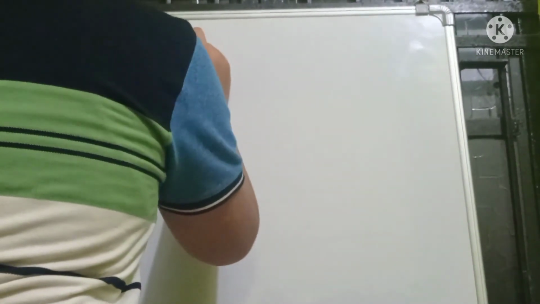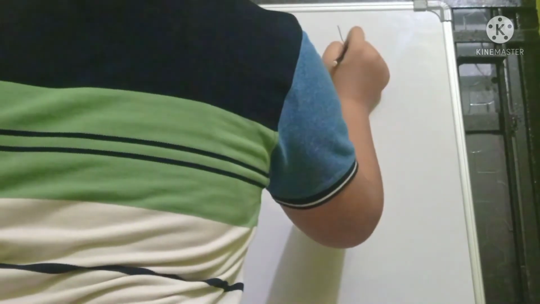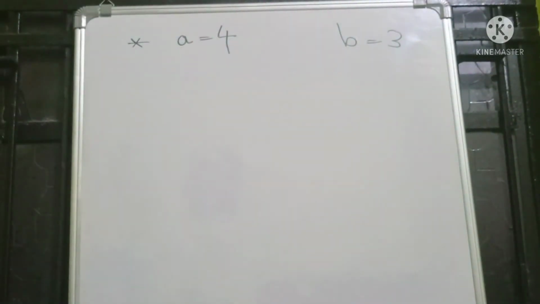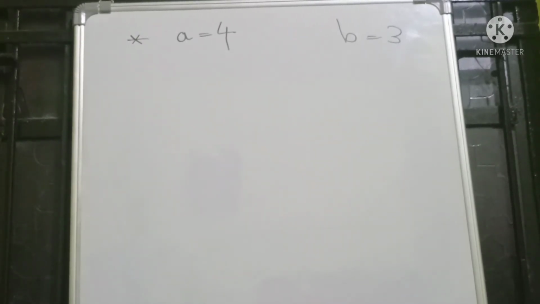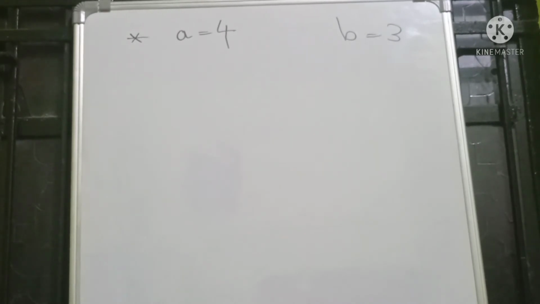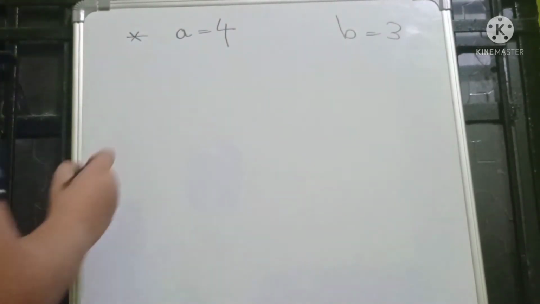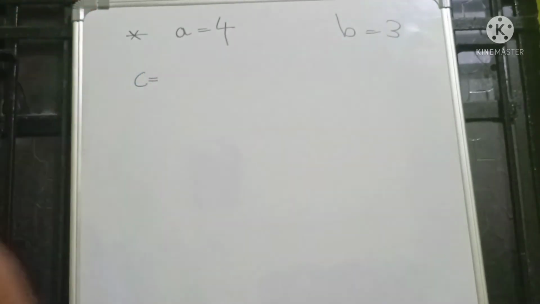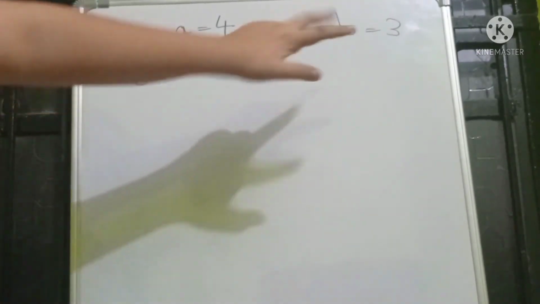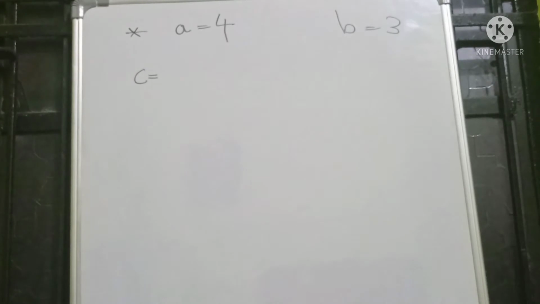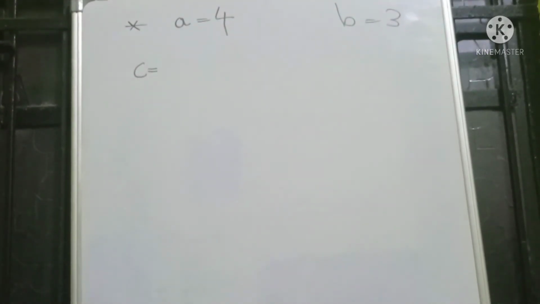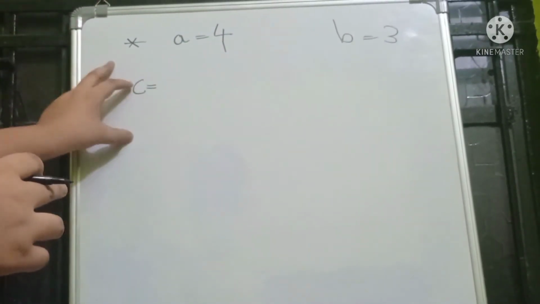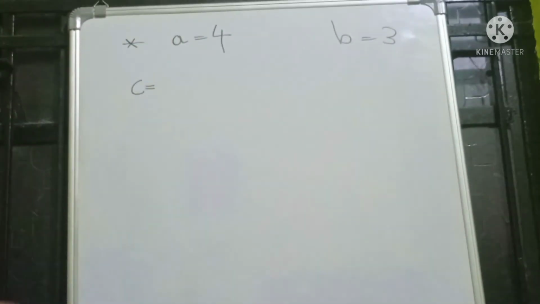Yeah. Let's see the next question. A is equal to 4 and B is equal to 3. Okay. Here A is equal to 4. Value of A is 4 and value of B is 3. So let's see the condition. C is equal to, I have written C but I have not given the value of C. Don't be afraid. It is asking for the value of C, but you will calculate it from these two only.